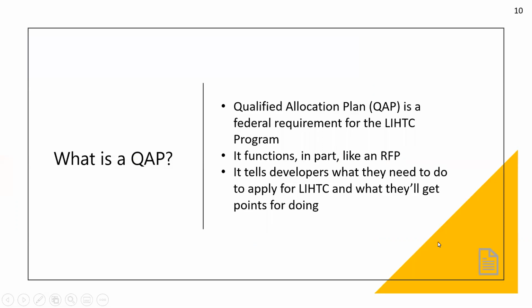So what is a QAP? At its most basic level, it's a PDF that can be between 10 and like 100 pages. They really vary by state. But it's a federal requirement for the LIHTC program. The federal law requires that each state agency come up with a Qualified Allocation Plan. Like I said a minute ago, it really functions like an RFP, and it tells the developers what they need to do, the sort of bare minimum criteria, and then it tells them what they'll get additional points or credit for doing.